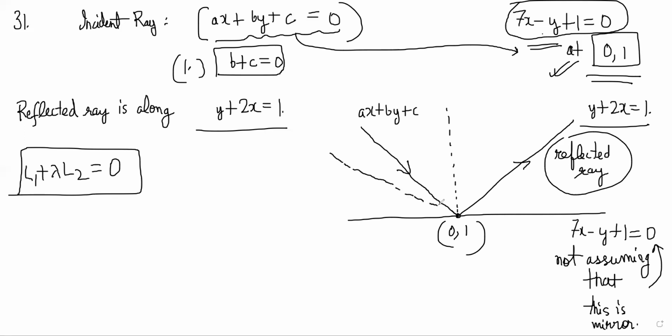It could have been that two lines are cutting. This is this line, 7x minus y plus 1. An arbitrary line is intersecting this at (0, 1), and through this point the reflected ray is going. We don't know the mirror. It could have been like that, right?